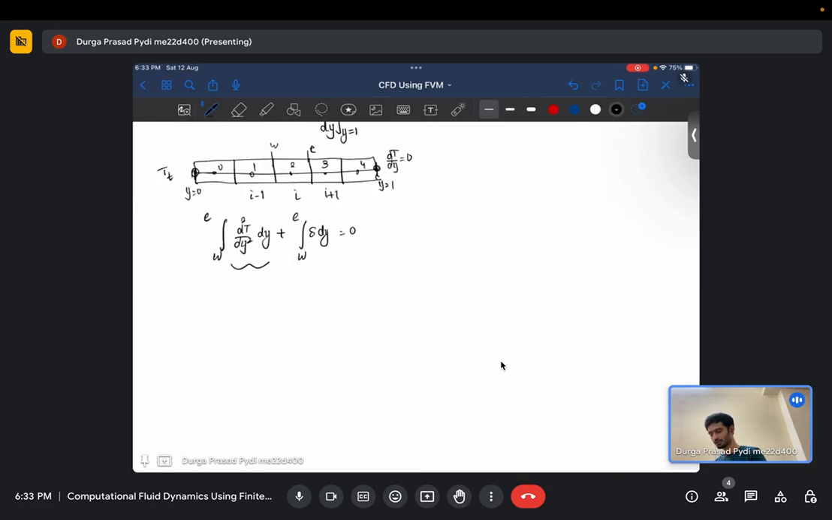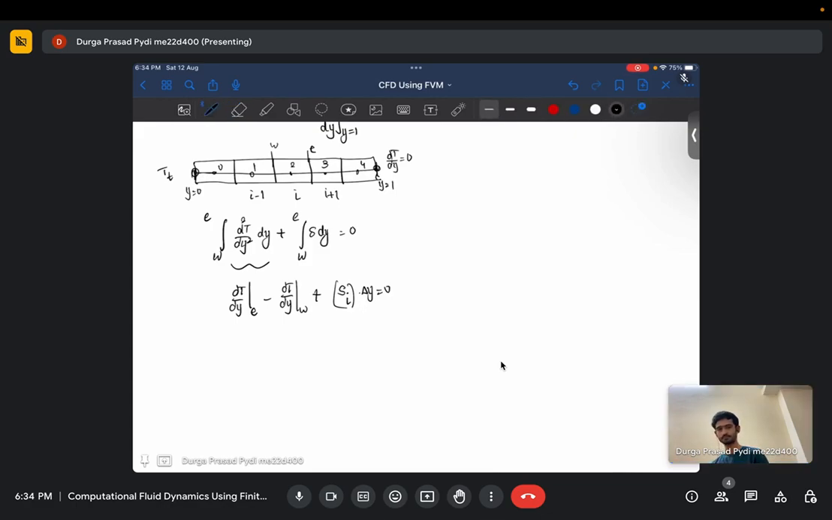So this first expression will give you dT/dy at the east face minus dT/dy at the west face, plus the source term. How do we approximate it? For the Pth cell, if I use P it might get confusing, so I'll just use the indicial notation. I'm calling it S_i, which is essentially S calculated at the value of P, times delta y, equal to 0.